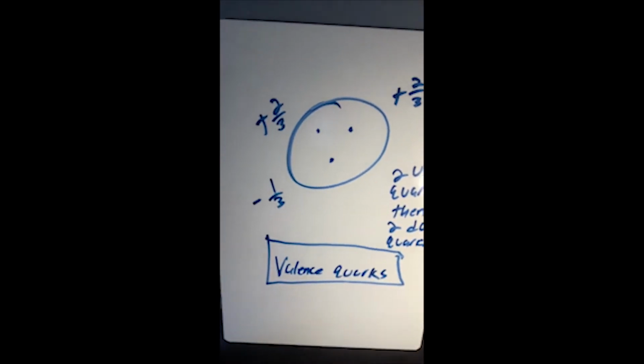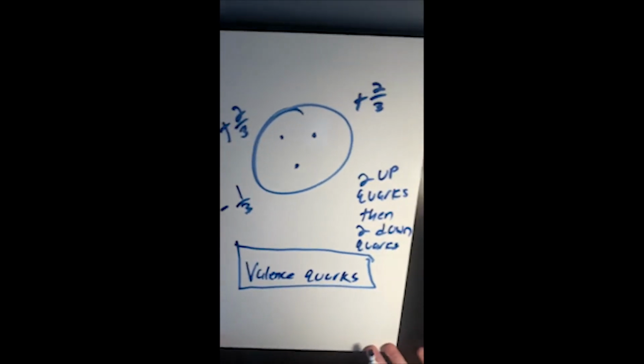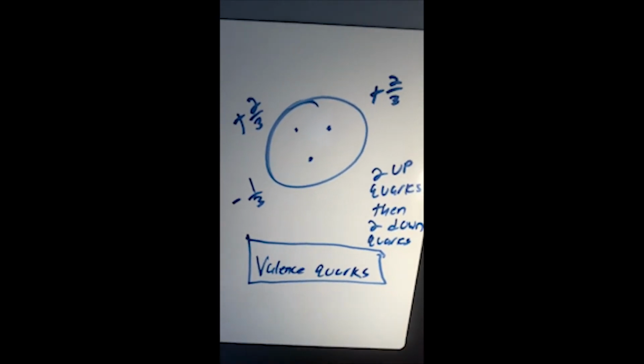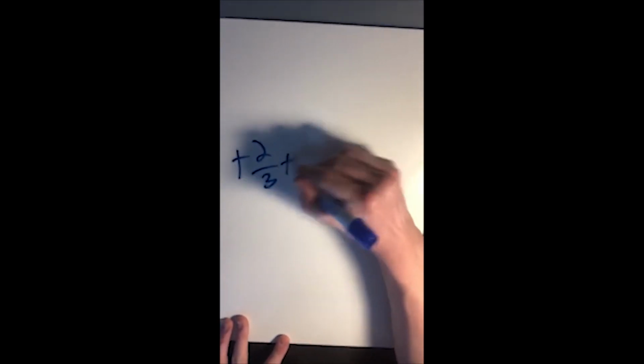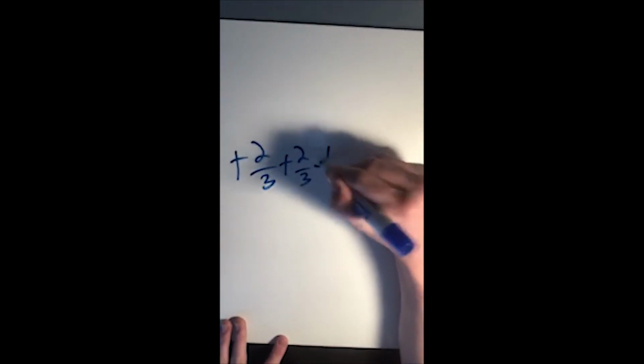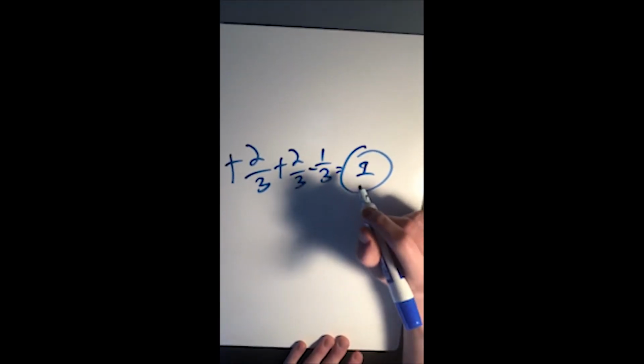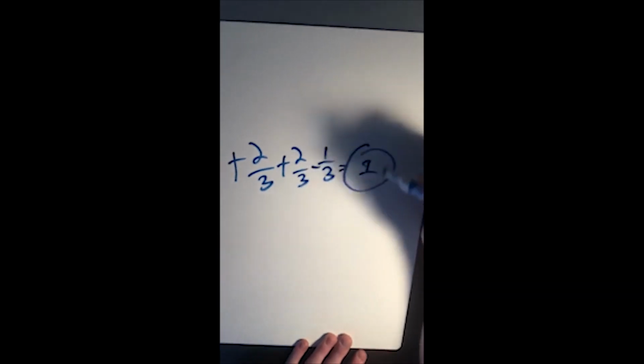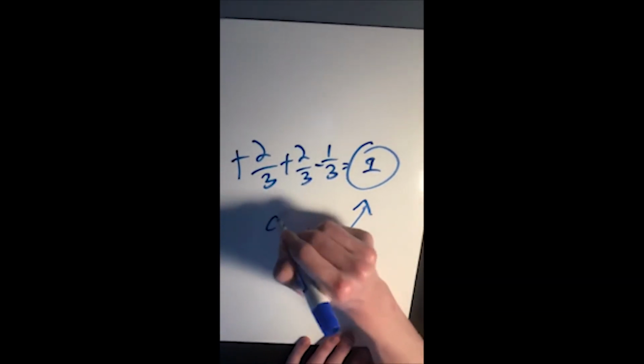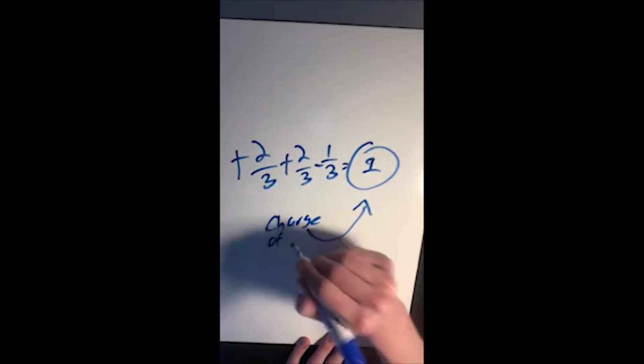So, what I'm drawing next is just demonstrating how 2/3 plus 2/3 minus 1/3 equals the charge of one proton, right?